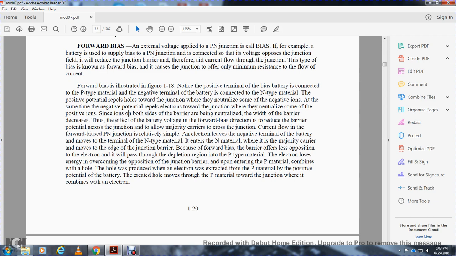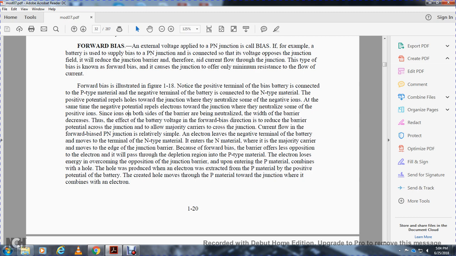Forward bias is illustrated in Figure 118. Notice the positive terminal of the bias battery is connected to the P-type material, and the negative battery terminal is connected to the N-type material. The positive potential repels holes toward the junction, neutralizing some of the negative ions. At the same time, the negative potential repels electrons toward the junction, neutralizing some of the positive ions. Since the ions on both sides of the barrier are being neutralized, the width of the barrier decreases. The forward bias direction reduces the barrier potential across the junction.